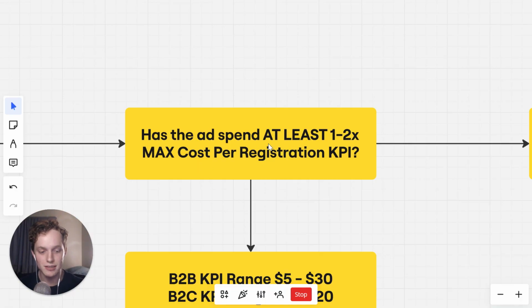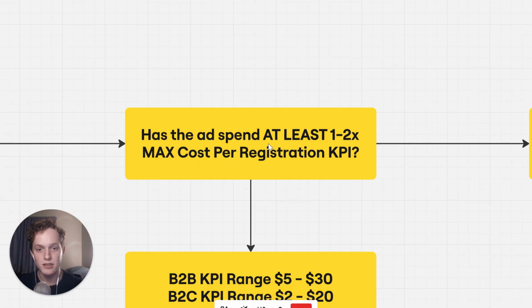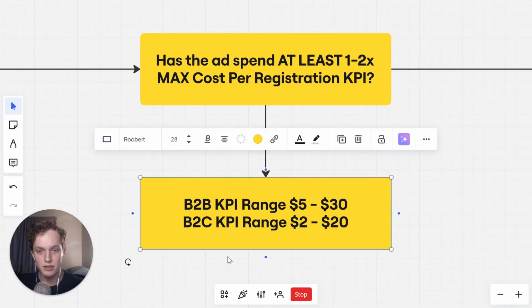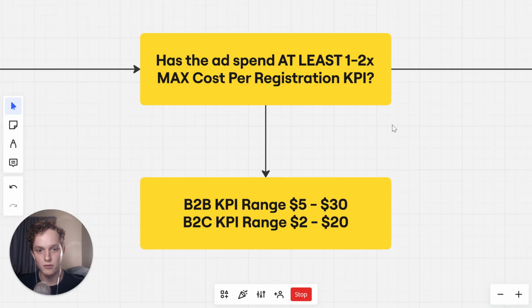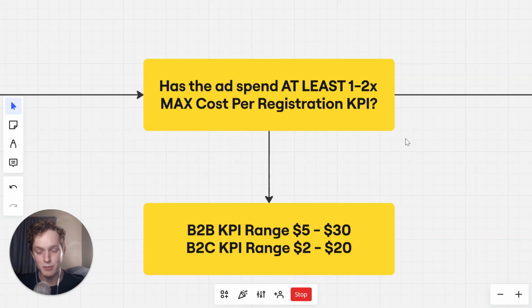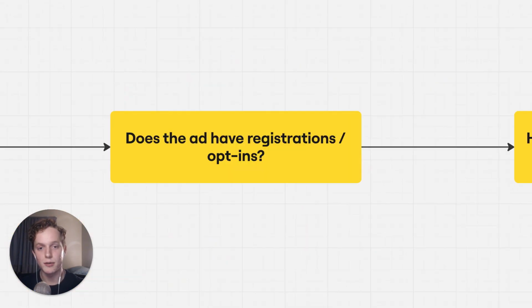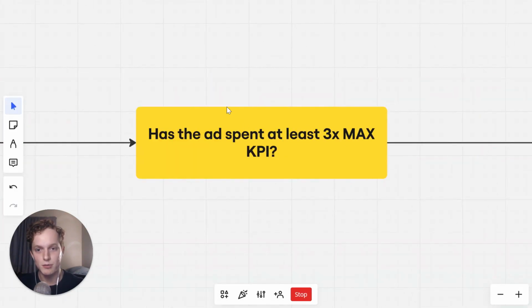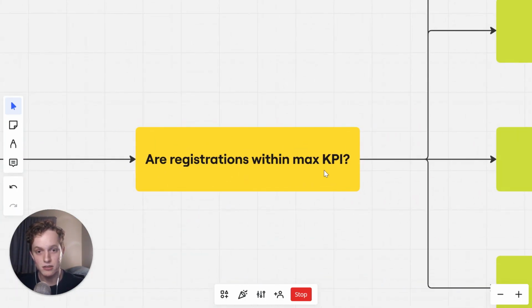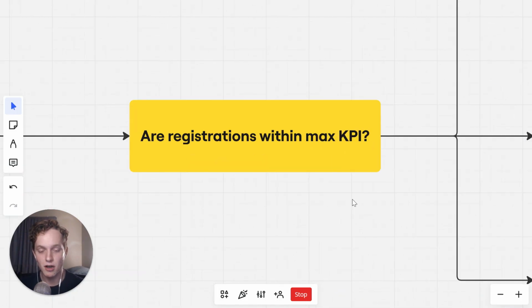So cost per registration is how much it costs to get one person to register for the free community. And the KPIs for that in a B2B offer is $5 to $30, and a B2C $2 to $20 is what you're looking for. So if the ad already spent at least $20 and it had clicks, then we'll see if it spent at least about $30. And if it did have any registrations or opt-ins for the free school community, we would go on to the next step, which was to check if the ad has spent at least 3 times the max KPI. So now we would wait to see if the ad spent at least $60, and then we'll see if the registrations are within the max KPI. And that basically means if it costs over $20 to get one person to join the free community, then we kill the ad. If it costs less than $20, then we kept the ad.